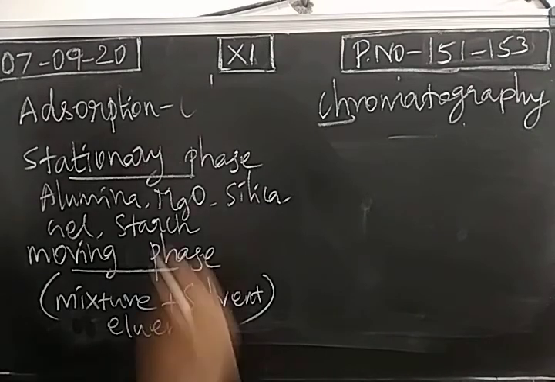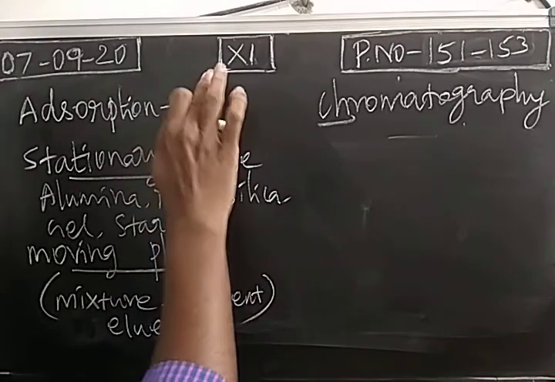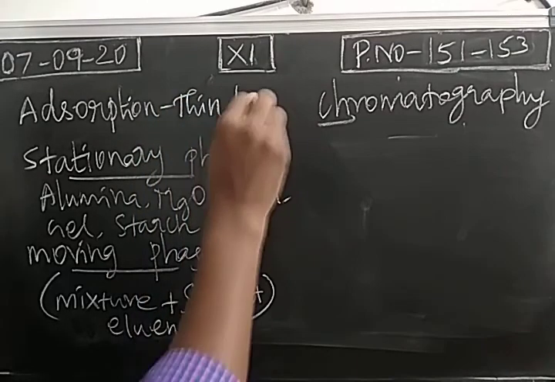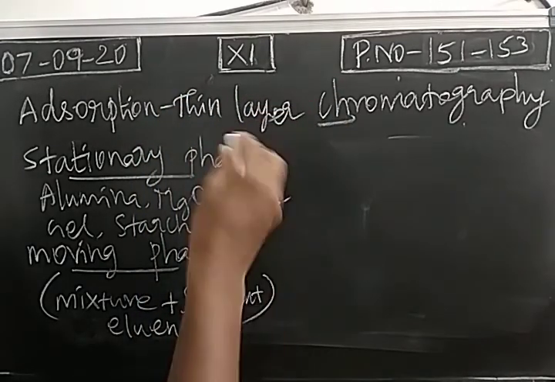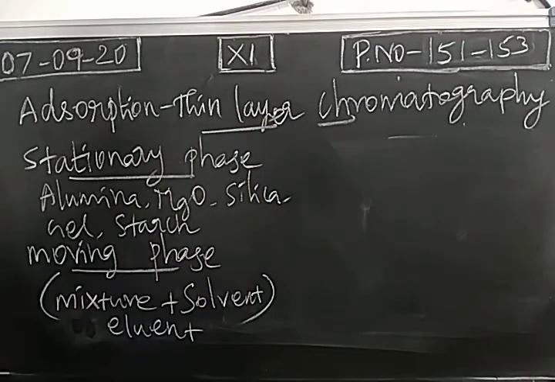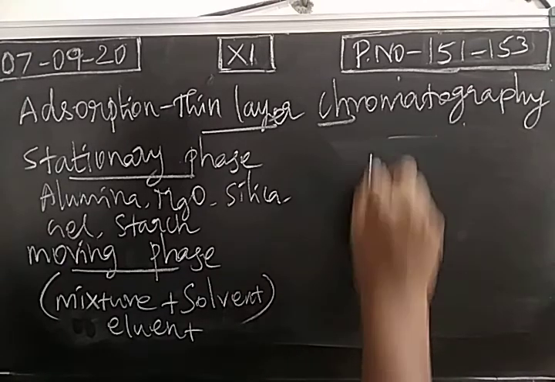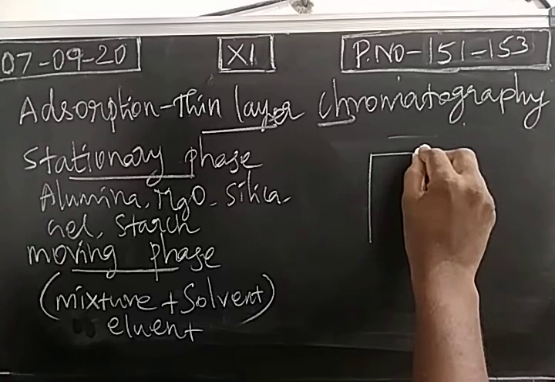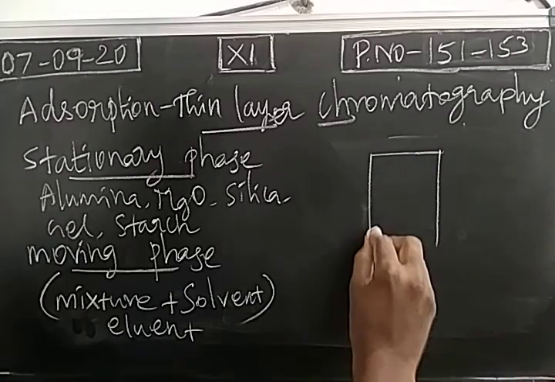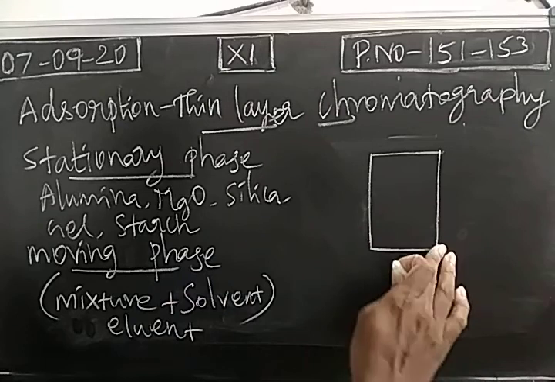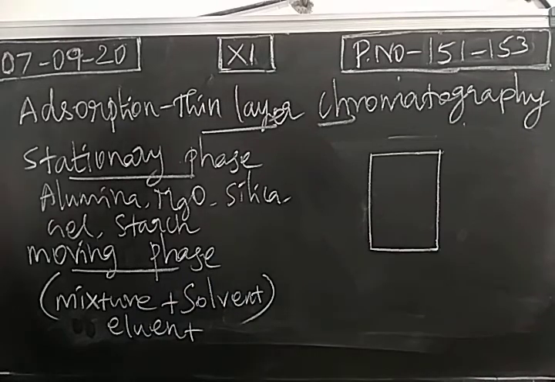Next, 3 more questions. Thin layer chromatographic technique. In this TLC, thin layer chromatographic technique, we need 2 apparatus. One is a plate, called a TLC plate. We need a glass plate. A very thin glass plate will be taken.